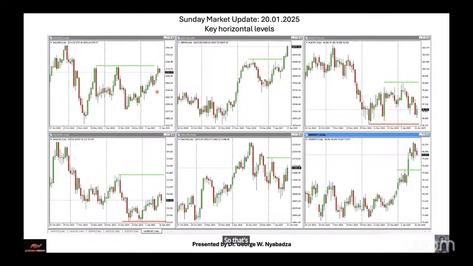For the bulls, they failed to do it on Thursday. They failed to do it on Friday. Friday, they tested the level and closed beneath. On Thursday, Friday, inside candle.